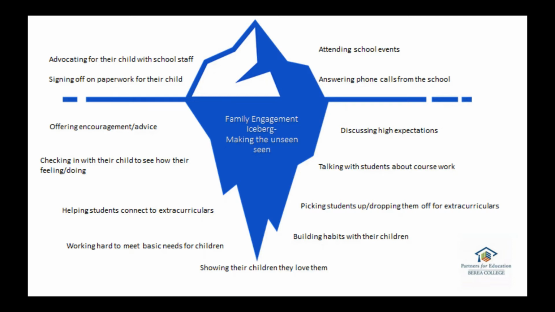So we see if they attend or they didn't attend the school event, they answered or they didn't answer the phone call. They are advocating for their child with school staff or they're not. They sign that paper you sent home or they don't. That's sometimes all we can judge family engagement on, but there's so much more happening and could be happening right behind the scenes. Are they encouraging their child at home?